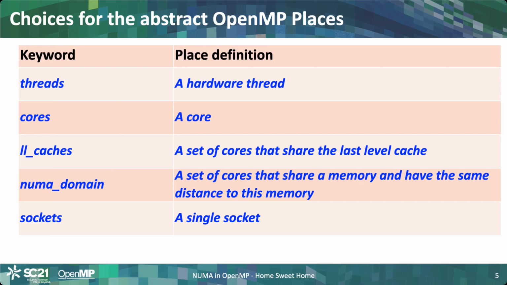For the same reason, I like NUMA domain. That's on a higher level. You get a set of cores that not only share memory, but they have the same distance to that memory. So for all threads in the NUMA domain, it means the access time is flat. It's a flat memory domain in that sense. The highest level is sockets, where each socket in the box gets its own place. So if you have a 4-socket system, you'll get 4 places.